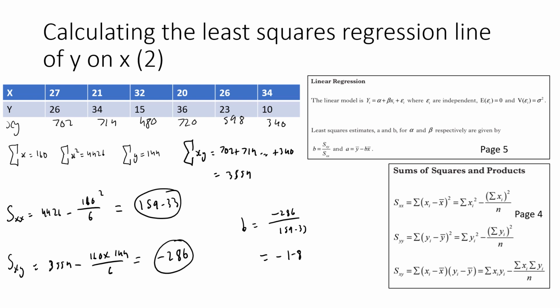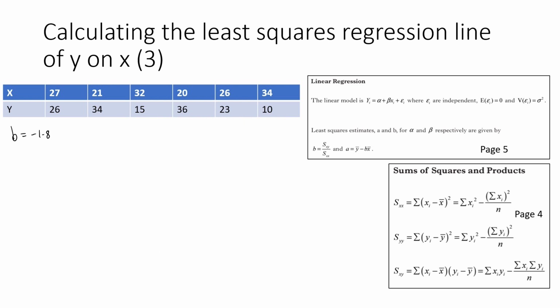Perfect. So we found b, and now we need to find a, and then we're done. So how do we find a? Well, a is equal to the average of y minus b times the average of x. So we need our averages. We need x bar, which is 26.67, and then we need y bar, which is 24.